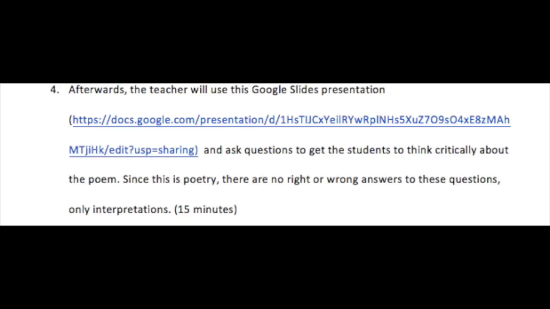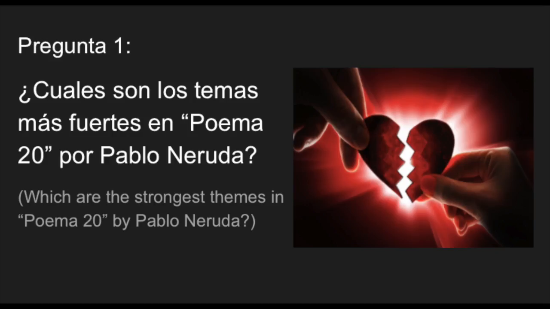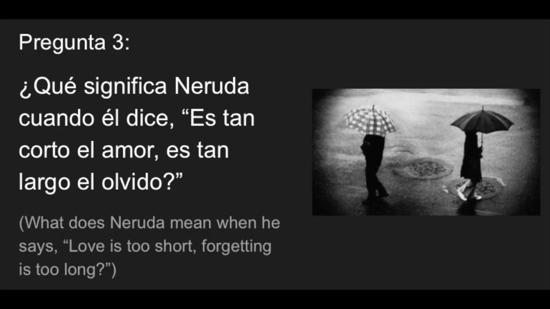Afterwards, to make sure that the students are understanding the poem, we're just going to have a quick class discussion using this Google Slides presentation with 3 critical thinking questions. So this is a very basic Google Slides presentation, and it has questions in Spanish and then the English translation at the bottom, and it's really just to get the students to think critically about these poems and understand that poetry is a very abstract concept with many different answers.